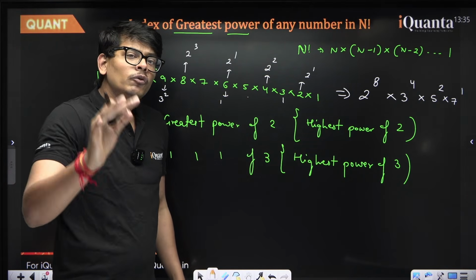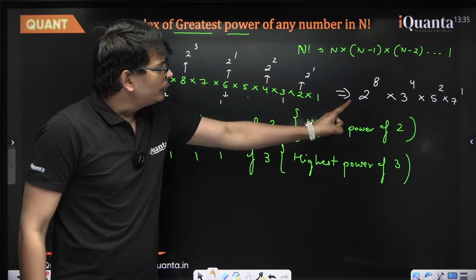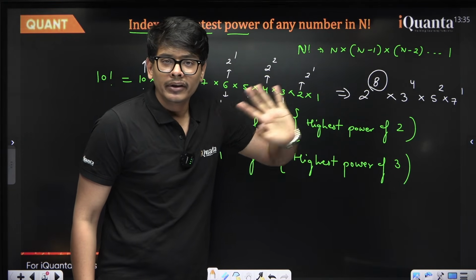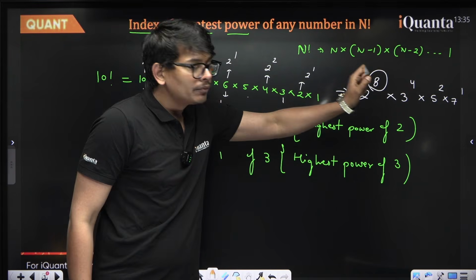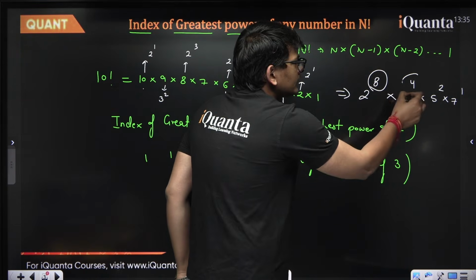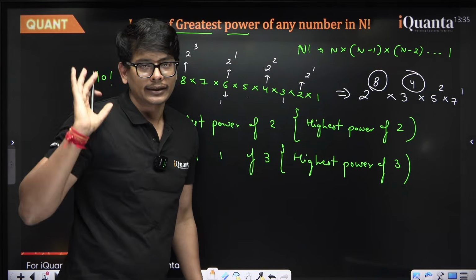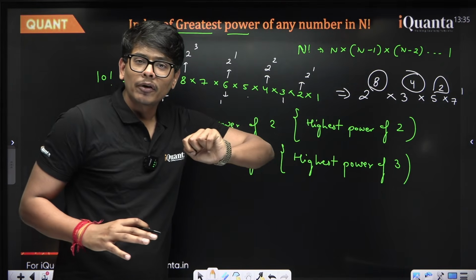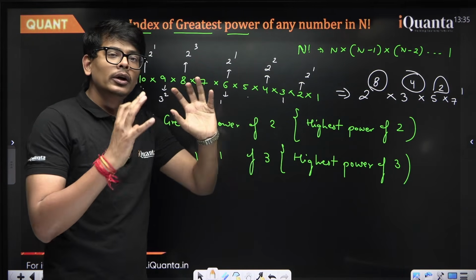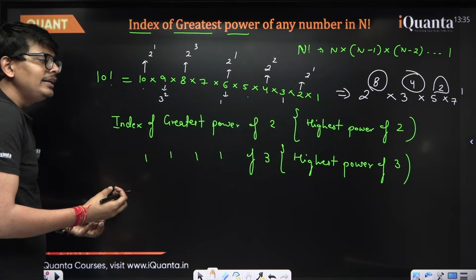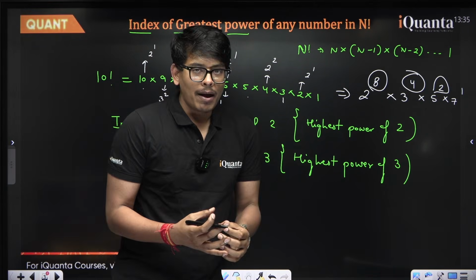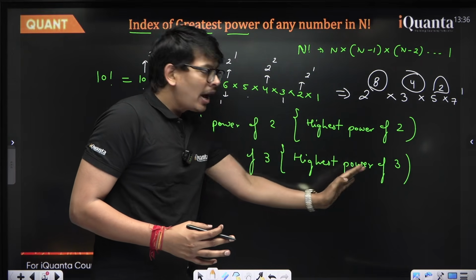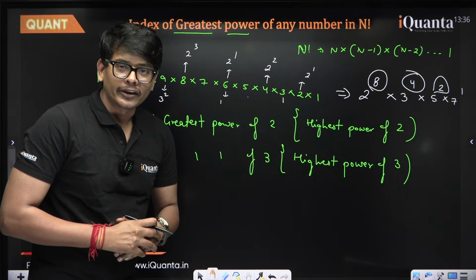Now, if I ask you what will be the index of greatest power of 2, the index of greatest power of 2 means 8. 8 will be my answer. Index of greatest power of 3 means this. This represents the index, right? Index of greatest power of 5 will be 2. So, in simple language, we are basically saying what will be the highest power of 2 in this particular factorial, and what will be the highest power of 3 in this particular factorial.